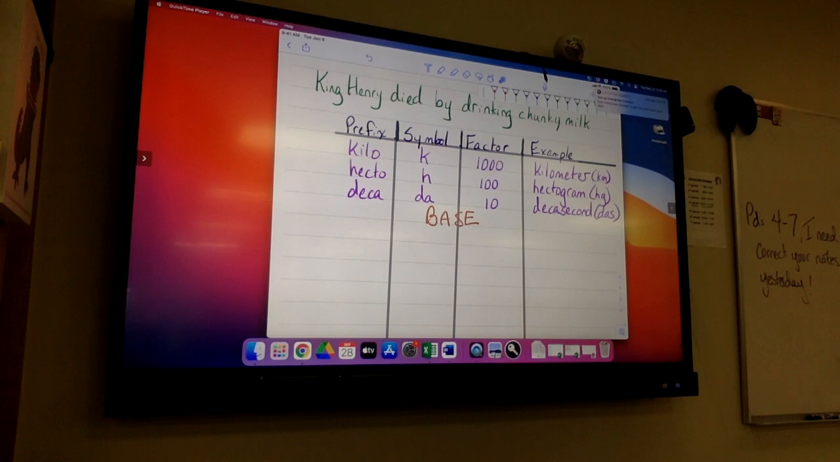All right. Next, we got King Henry died by is base. Drinking is deci, not deca, deci. The abbreviation is lowercase d. What do you think the factor is going to be? Base is 1. Yeah, it's going to be 1/10. So that's 1/10. This is also 1/10. So it's the same thing.